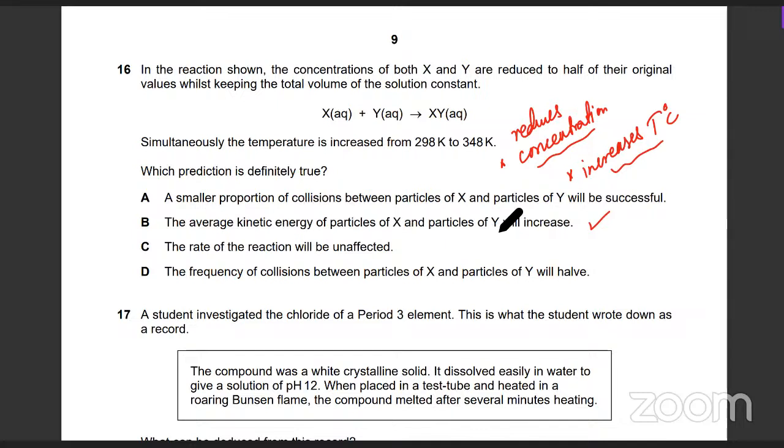If you increase temperature, the kinetic energy will increase. Is that true or not? Yes, it is. 100% true, right? Whenever you increase temperature, the kinetic energy will increase. So only this statement is 100% true.